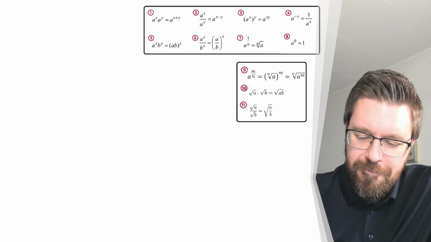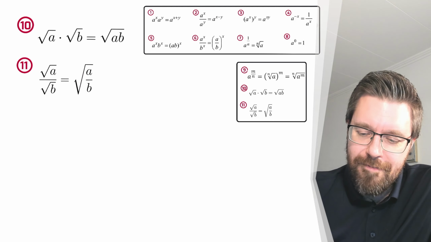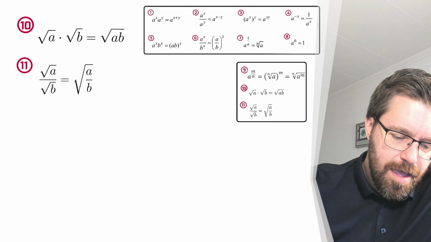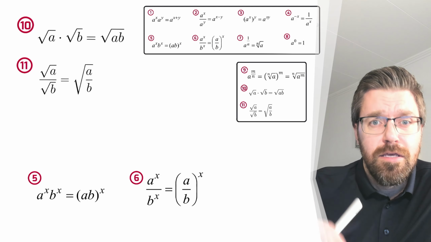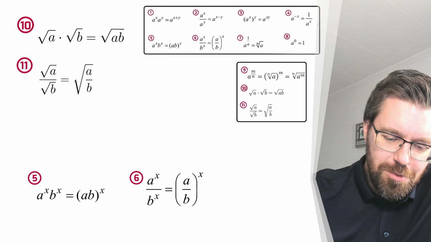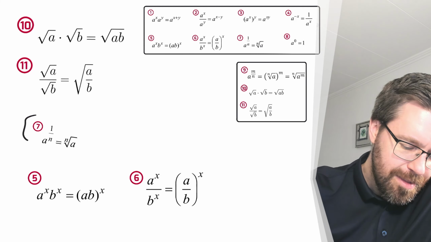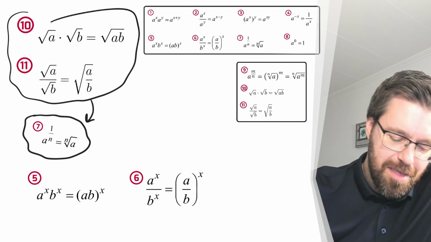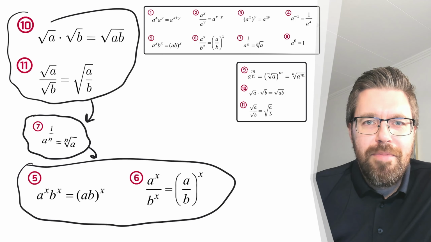And now it's time for the 2 last rules I have. Rule number 10 and rule number 11. It is kind of the same thing as rule number 5 and rule number 6, if we write all the roots as powers, and we can do it with rule number 7. So if we take rule number 7, this thing, then we can write this thing with rule number 7, and then it equals rule number 5 and rule number 6.